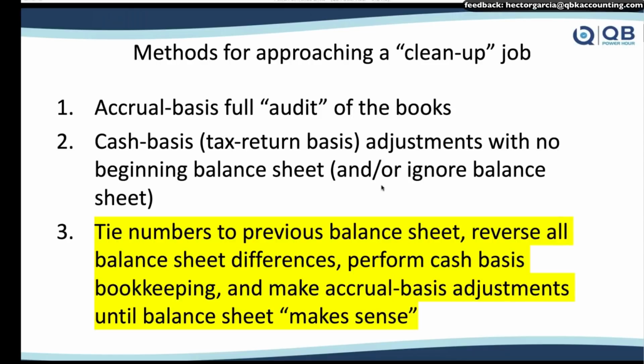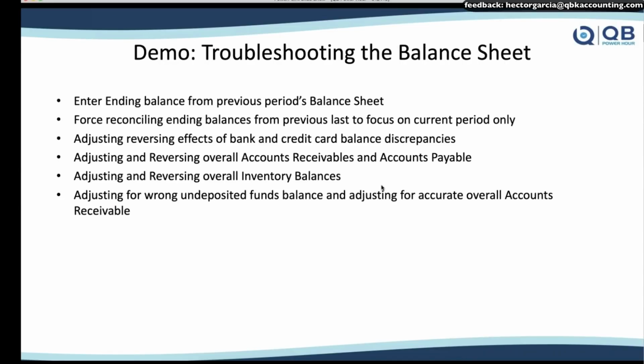Okay, so let's move on to the actual demo. So this is what I'm going to do. I'm going to take the beginning balance of the balance sheet from last year's tax return. I'm going to look at our current QuickBooks file that we're troubleshooting. Let's say it's a new client with a new QuickBooks file. Then I'm going to make a whole bunch of journal entries to make sure that the balance sheet from the tax return matches the balance sheet from QuickBooks. And then I'm going to reverse the effect of those errors, because most of the time you're just going to see errors in the balance sheet.